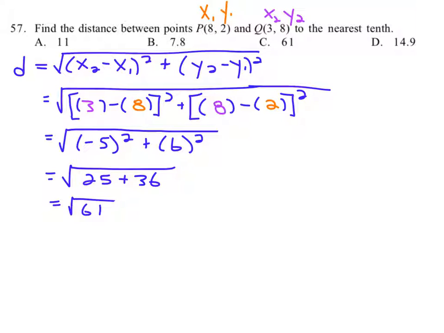And that's a prime number. There's no way we're going to be able to break that apart any further, but we know that the square root of 61 is somewhere between the square root of 49 and the square root of 64. Okay, these are the two perfect squares on both sides, equivalent to 7 and 8. So this is going to be 7 point something.